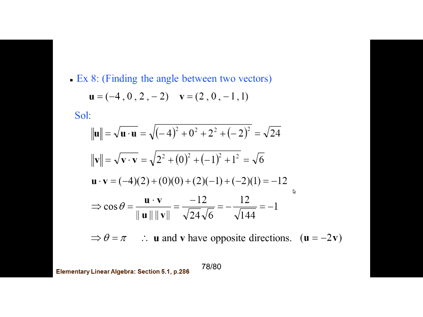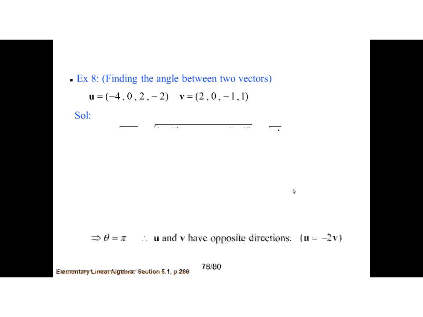These are two vectors, U and V. When we find the norms, the norm of U is the square root of 24 and the norm of V is the square root of 6, and we multiply them. U dot V is equal to -12 and cos theta is this. We know the formula of the dot product: U dot V is equal to norm U norm V cos theta, or you can write cos theta is equal to U dot V upon norm U norm V. So from here we can find that U and V are in opposite directions.